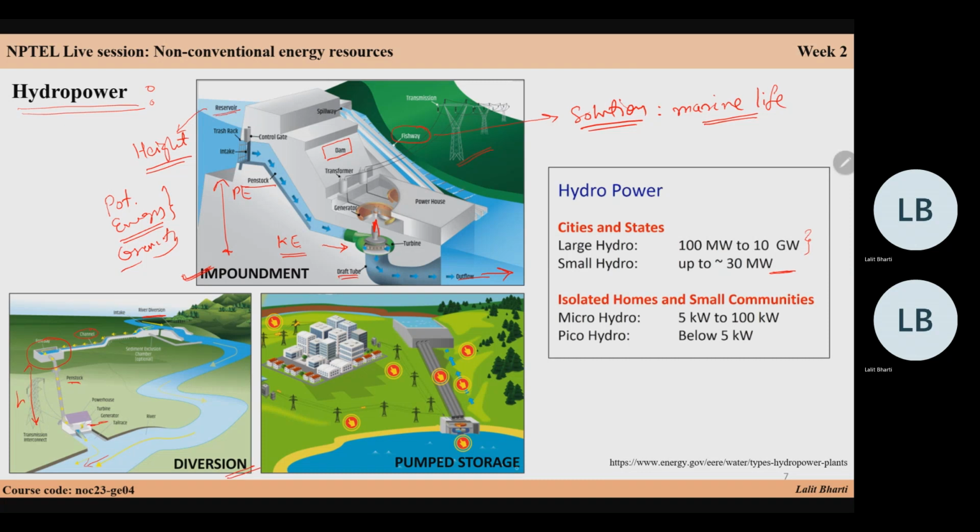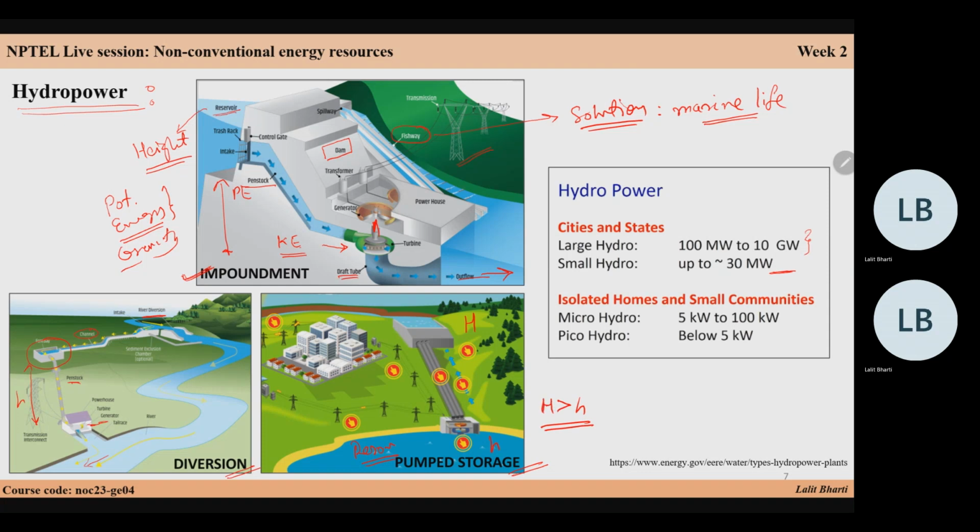The third and interesting one is the pumped storage. So basically, this is completely man-made. We just need a reservoir at a normal height, or you can say two reservoirs, one at height H and one at a smaller height h, where H is larger than small h.